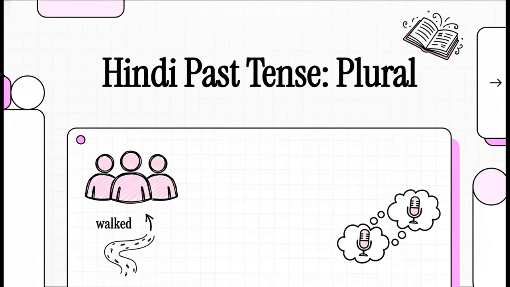So, have you ever wanted to talk about something you did with your friends in Hindi? Say things like, we walked, or they spoke. Well, that's exactly what we're jumping into today, the past tense for plural subjects. It might sound a little intimidating, but I promise you, it's way simpler than it looks. Let's get right to it.